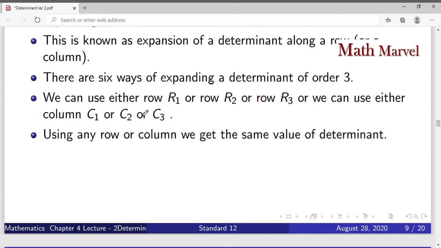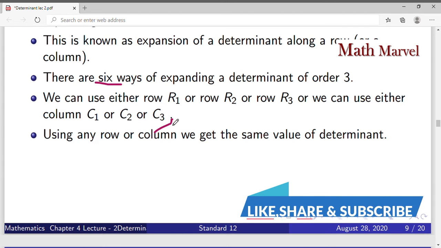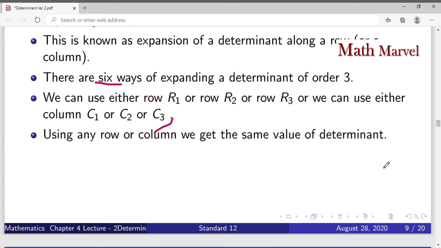We can use either row 1 or row 2 or row 3, or we can use either column C1 or column C2 or column C3. Means we can use any of the 3 rows or any of the 3 columns. Okay, so that's why in total we have 6 ways to expand the determinant of order 3. Using any row or column, we get the same value of the determinant. One can find the value of the determinant using the first row, or another can find the value using the third column. So whatever row or column you use, ultimately the answer is the same.